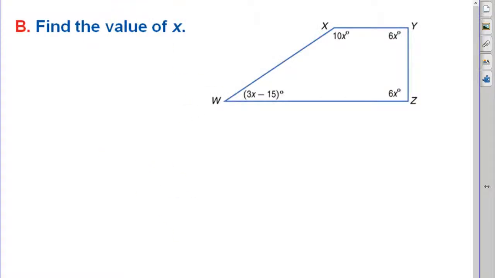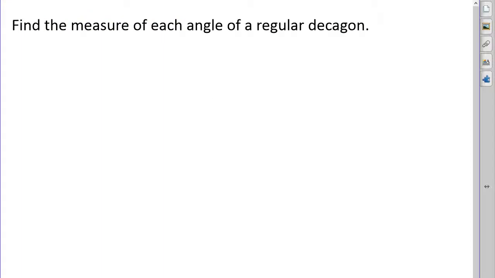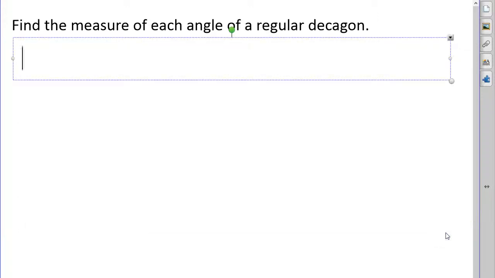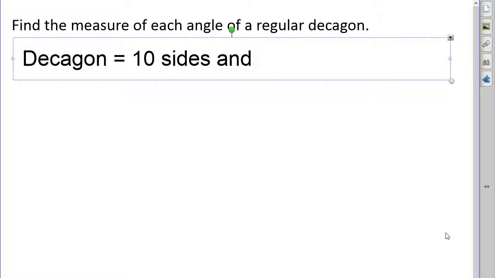Okay, now, next example. Find the measure of each angle of a regular decagon. So this one's actually asking us to do a couple of things. What we're going to do is figure out each interior angle of a regular decagon. Well, what we have to realize is that if it's a decagon, it equals 10 sides. So, and then it means 10 angles.